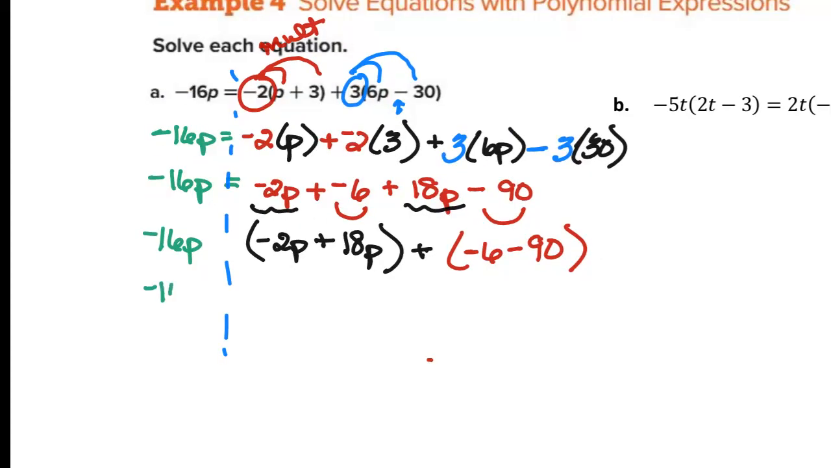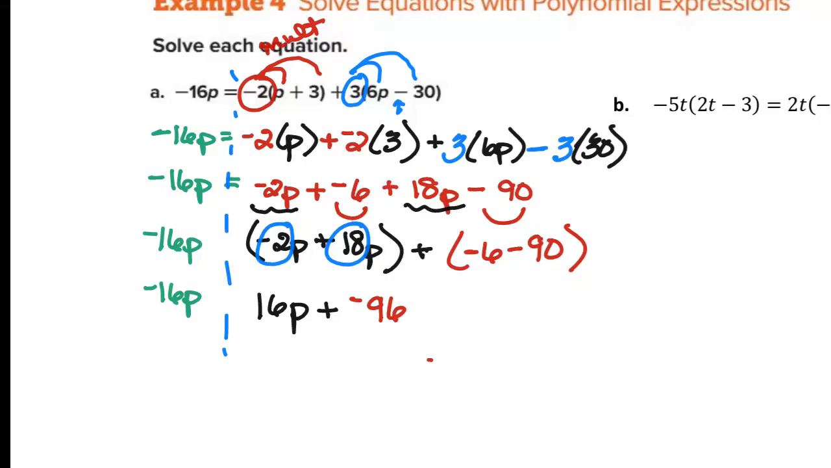All right. So that negative 16p, they just keep coming down. Negative 2p plus 18p. If I add only the coefficients, that gives me 16p plus negative 6 minus 90. Think of negative what? Yes, very good. Plus a negative 96.